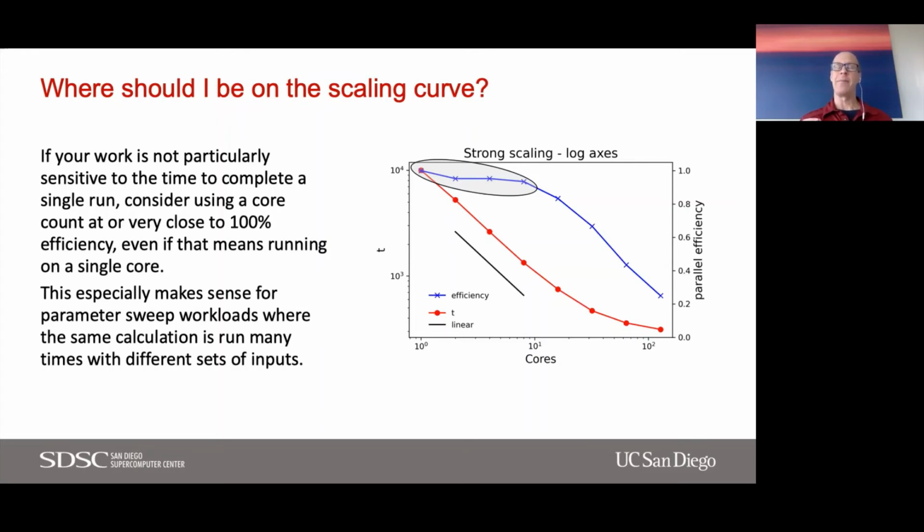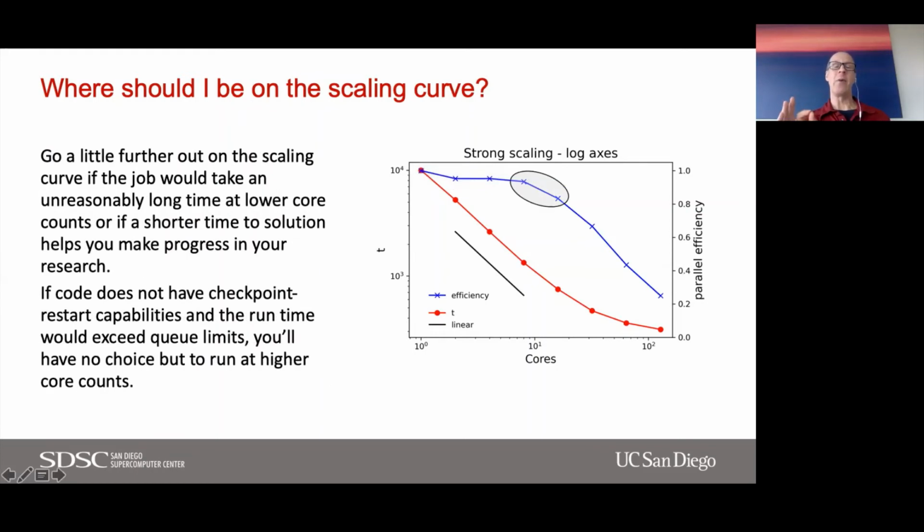If you have a high throughput workload, you're doing a parameter sweep, the same kind of calculation run many times with different sets of input. You really don't care how long it takes any particular run to finish, but what matters is how long it takes to get through that whole suite of runs. Yeah, run that at small core counts where you're getting near perfect parallel efficiency.